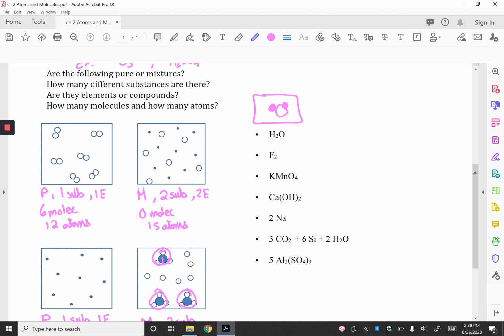So if I have a particle diagram that just has this, just an H2O, well, that is pure. I only see one type of substance. So one substance. And is that substance an element or a compound? Well, that is a compound. You have hydrogen and oxygen bonded together. All right, how many molecules? Looks like there's only 1 molecule. And how many atoms? There are 3 atoms, 2 hydrogens and 1 oxygen.